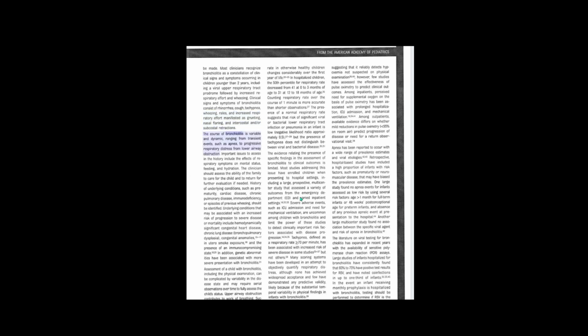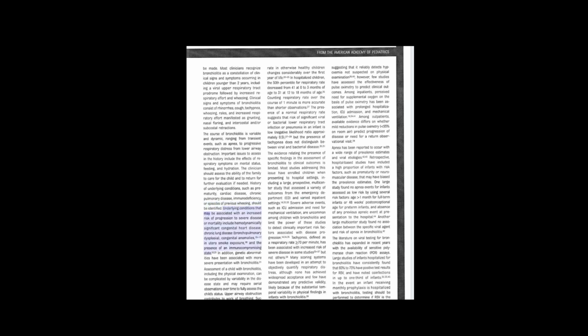The course of bronchiolitis is variable and dynamic, ranging from transient events, such as apnea, to progressive respiratory distress from lower airway obstruction. Important issues to assess in the history include the effects of respiratory symptoms on mental status, feeding, and hydration. The clinician should assess the ability of the family to care for the child and to return for further evaluation if needed. History of underlying conditions, such as prematurity, cardiac disease, chronic pulmonary disease, immunodeficiency, or episodes of previous wheezing, should be identified.